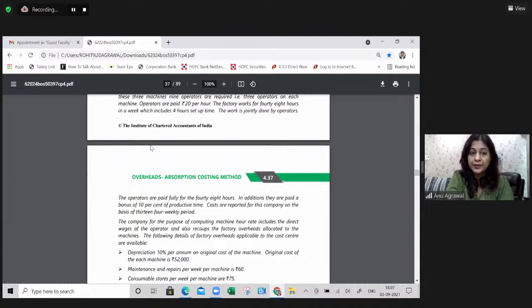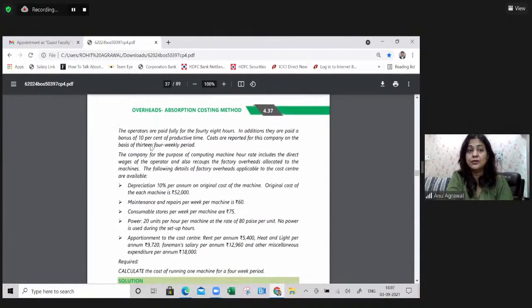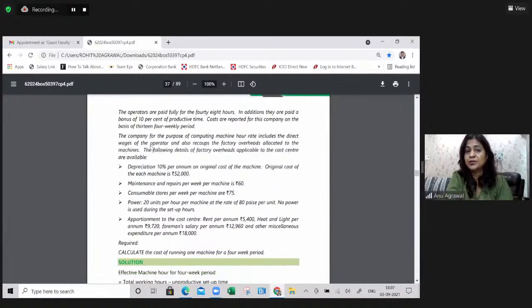Okay. Now, the company for the purpose of computing machine hour rate includes the direct wages of the operator and also recoups the factory overheads allocated to the machine. The following details of factory overheads applicable to the cost center are available. Now here, I think there is no problem. Information is given. We need to just put it down. So I do it for you.